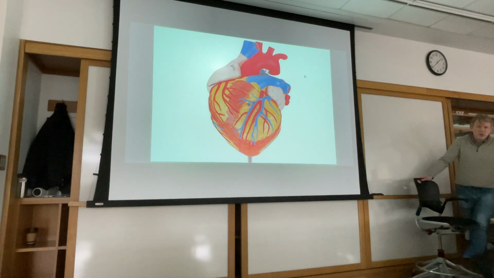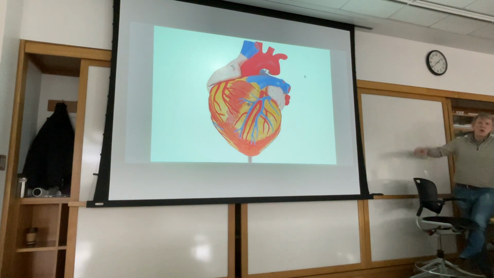Blood comes into the right atrium, goes through the tricuspid valve. Then it's in the right ventricle, goes through the pulmonary valve. Then it's in the pulmonary trunk. Then it's in the pulmonary arteries. Then it's in the lungs. Then it comes back through the pulmonary vein. Then it's in the left atrium. Then it goes through the bicuspid valve. Then it's in the left ventricle. Then it goes out through the aortic valve and into the aorta. Easy peasy, lemon squeezy.